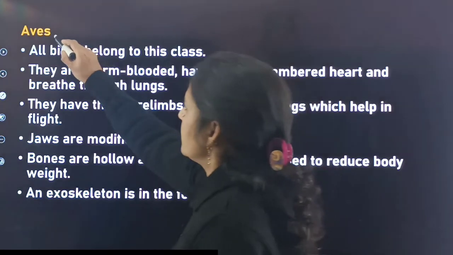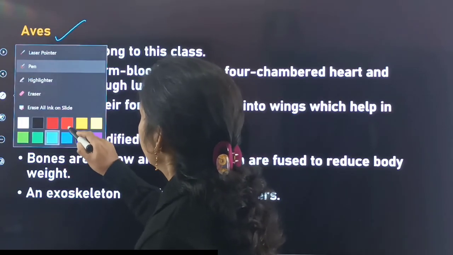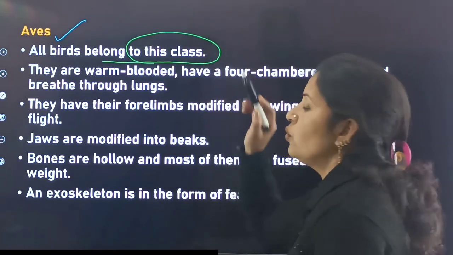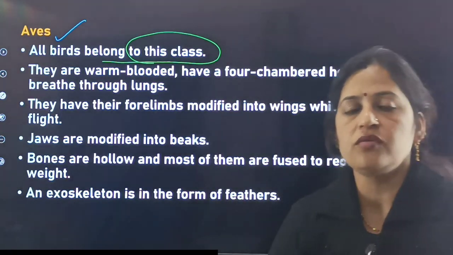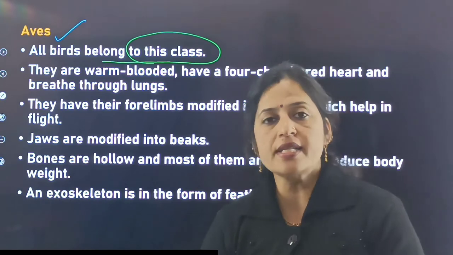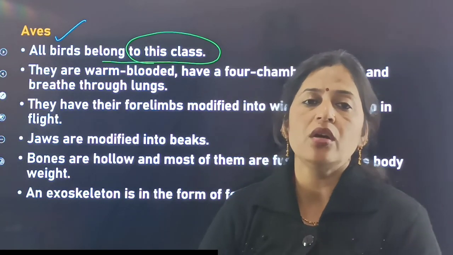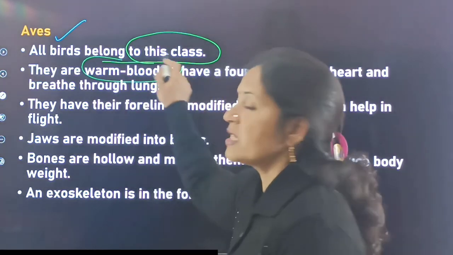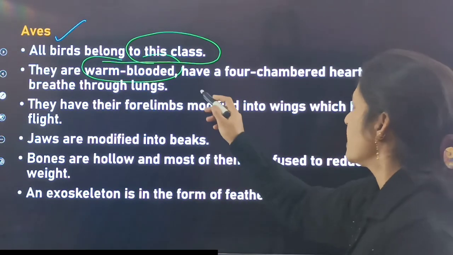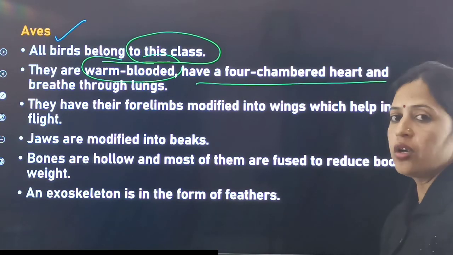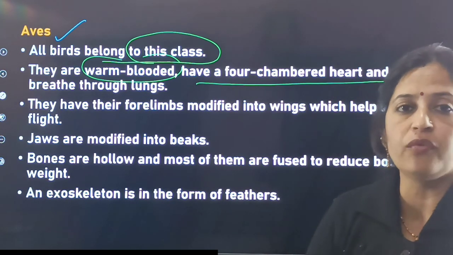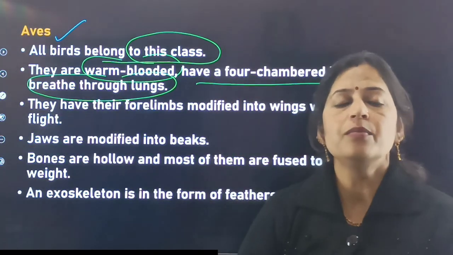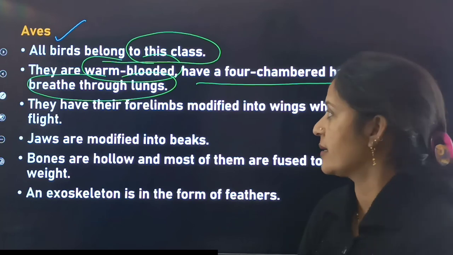Next is aves. All birds belong to this class. They are not cold-blooded animals, but warm-blooded animals. They have a four-chambered heart, not two-chambered, not three-chambered, but four-chambered. And these breathe with the help of the lungs.